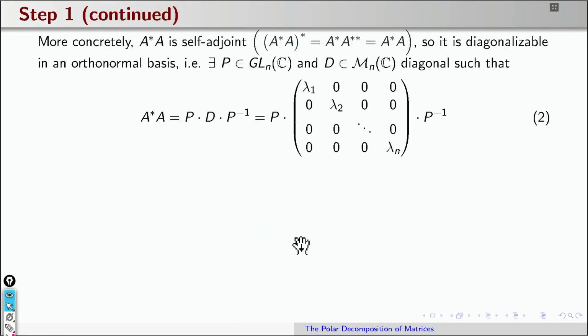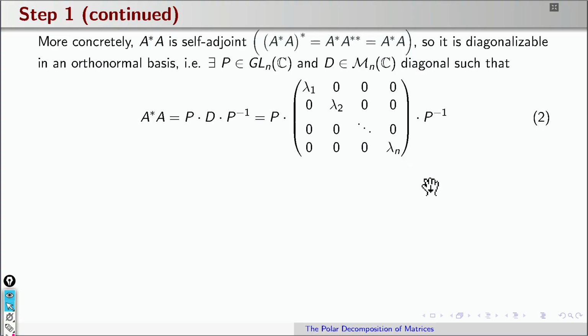More concretely, N, that is A star A, that I denoted N. So you can see it is self-adjoint. It's equal to its adjoint. You use a theorem that it is diagonalizable in an orthonormal basis. So there's a change of basis matrix such that A star A is similar to a diagonal matrix. I call this matrix D.